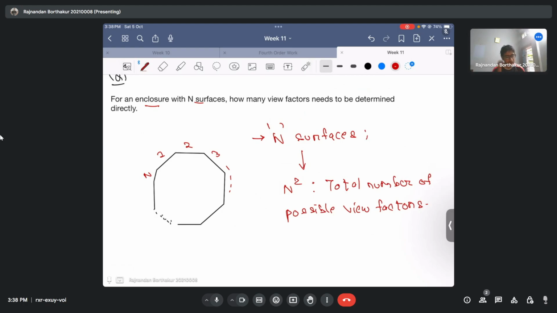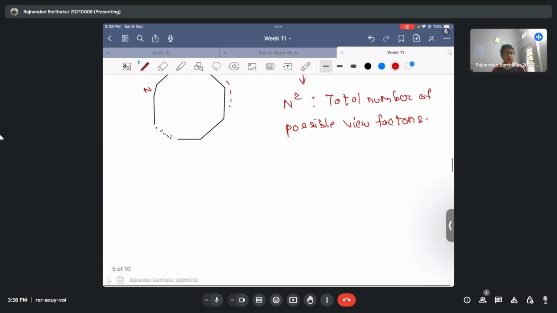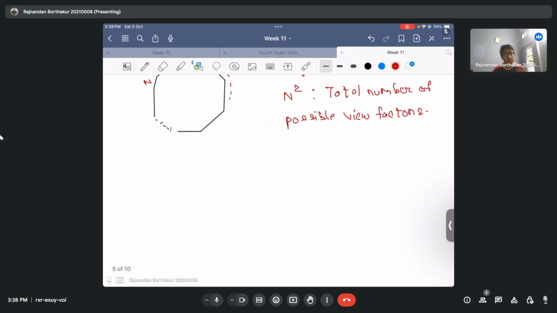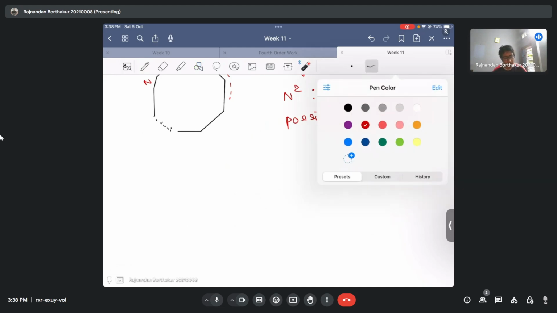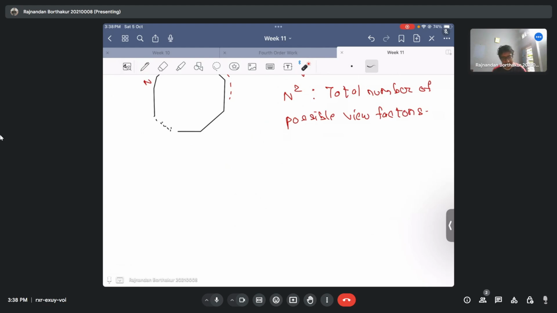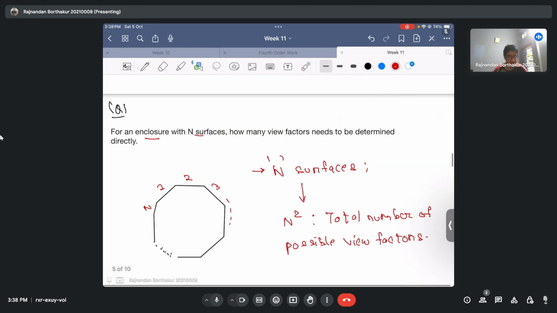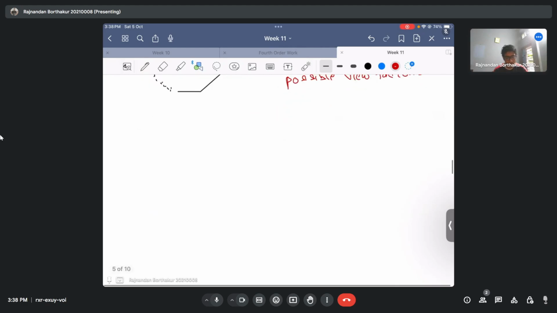That's the thing that they are asking, and we have determined that if I now have n surfaces, there will be n squared total view factors that are possible. So for ease of understanding, I will now describe something known as the view factor matrix. In other words, this n squared number of view factors you can write in a matrix form, to find out how many view factors need to be determined directly. This view factor matrix can be written like this.